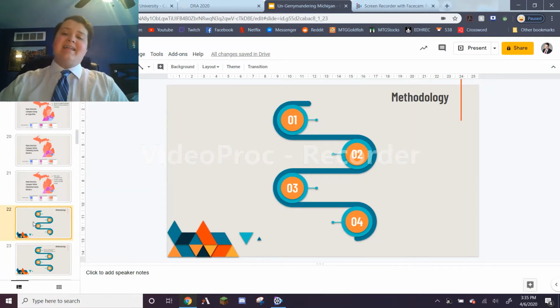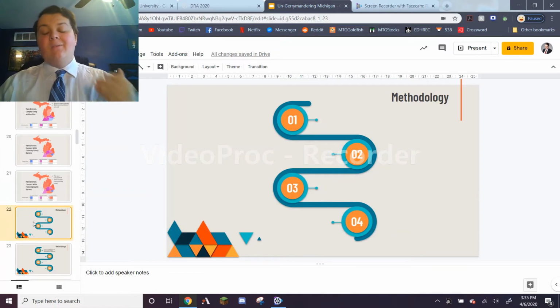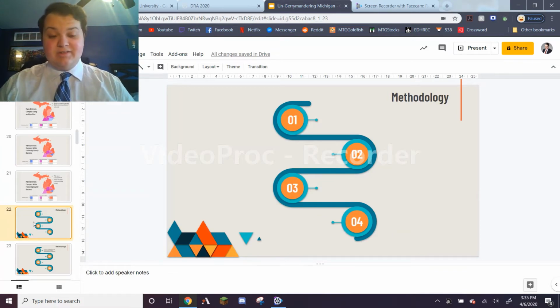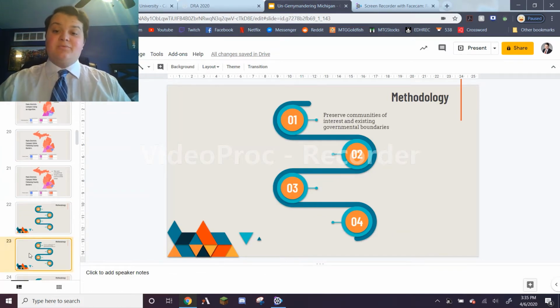So with that being said, I combined a few of these ideas into my own methodology that I kept in mind when I was making my own congressional districts. The first of which being that last one, preserving communities of interest and existing governmental boundaries. So trying to keep voters that are most similar to other voters in the same areas. People that are similar should be able to vote in the same district.